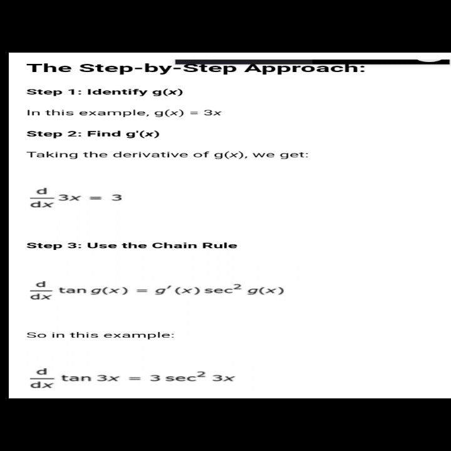Step 3, we use the chain rule. Then d over dx tan g(x) is equal to g prime of x times secant squared g(x). So in this example, d over dx tan 3x is equal to 3 secant squared 3x.